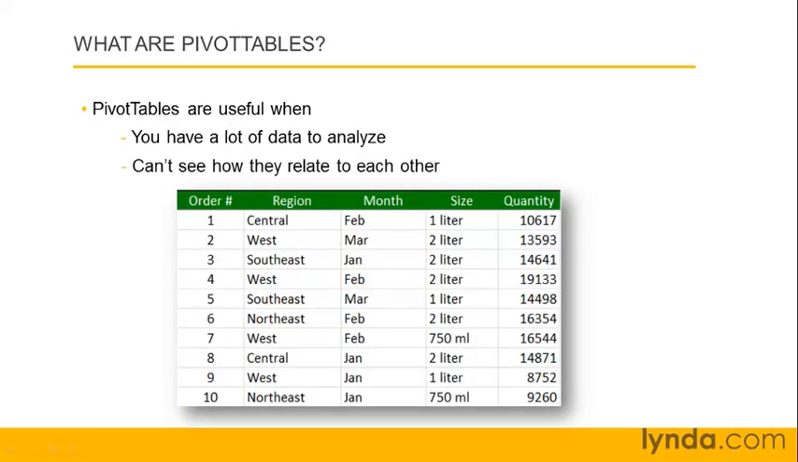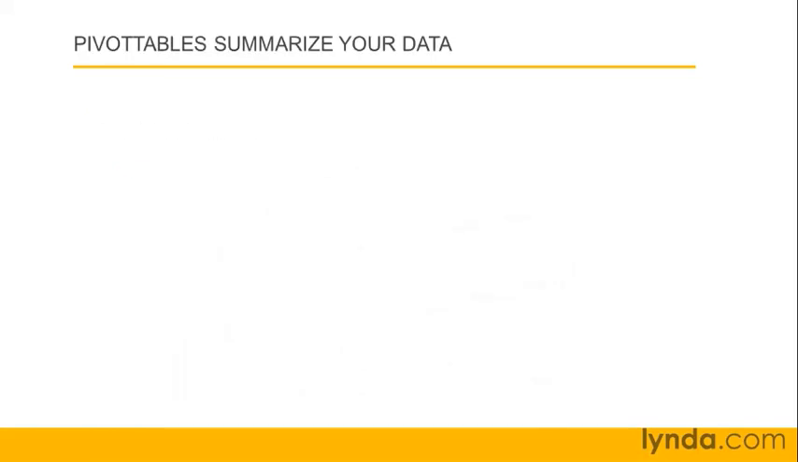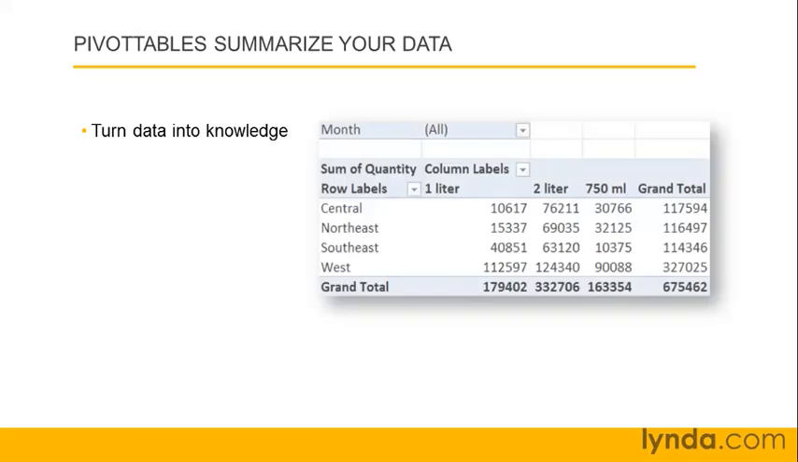each other. In the example here on the screen, we have orders being placed from different regions of the country over different months. We see we have different size bottles being sold, and in each order, we can see how many of these bottles are being sold. If you have thousands and thousands of rows of data like this, it could be hard to make good decisions unless you have them analyzed properly. So pivot tables summarize your data. They turn raw data into useful knowledge that you can do things with.